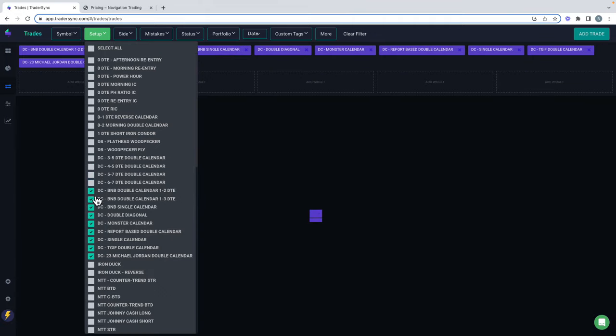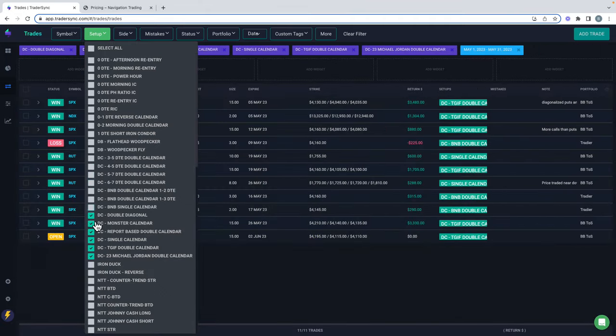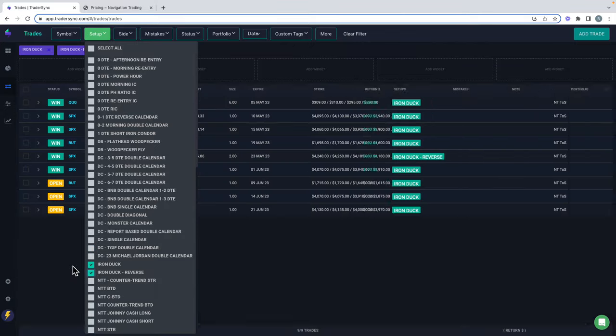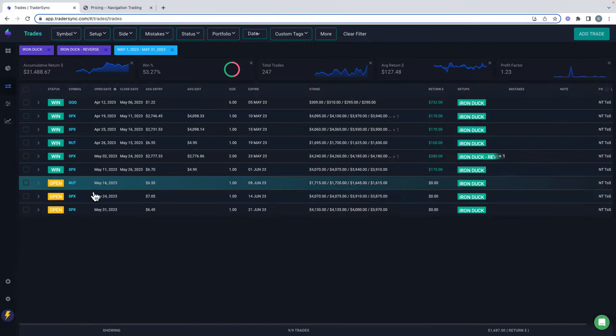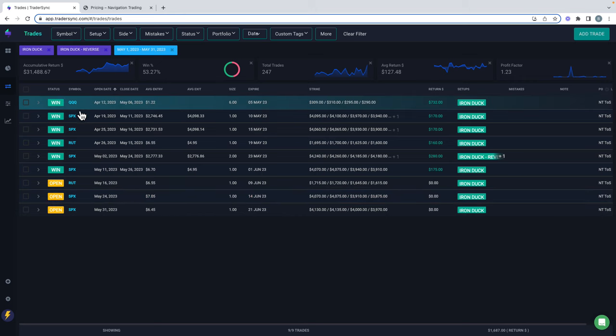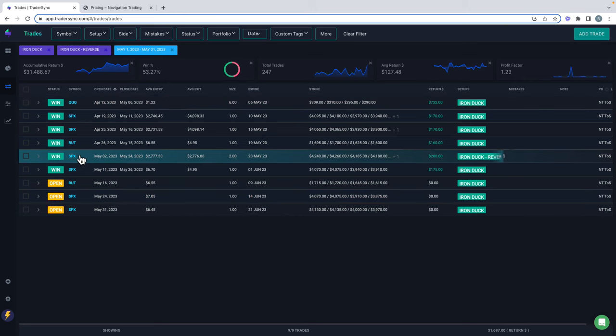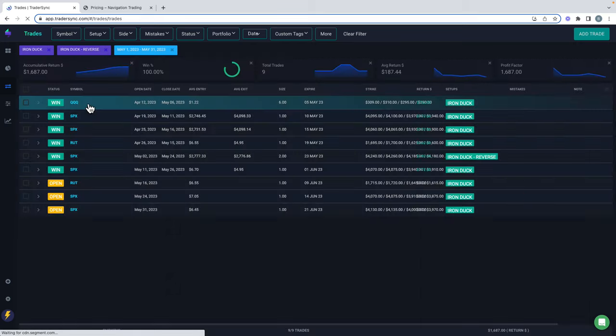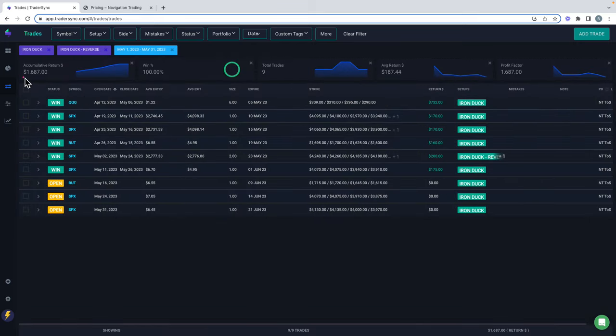Let me uncheck these. We'll go to the next one, being our Iron Duck strategy. So we had several winners here. This has shown a few open, but really six closed trades. All six were winners for a total profit of, kind of annoying that I have to refresh this, but total profits on our Iron Duck strategies of almost 1,700. Like I said, all six closed trades were winners.